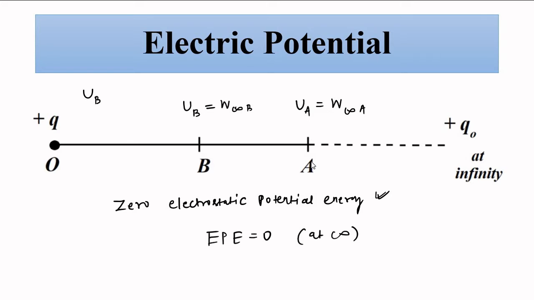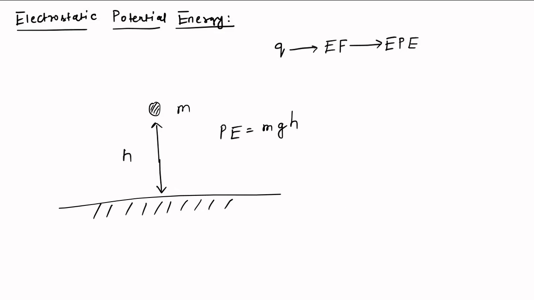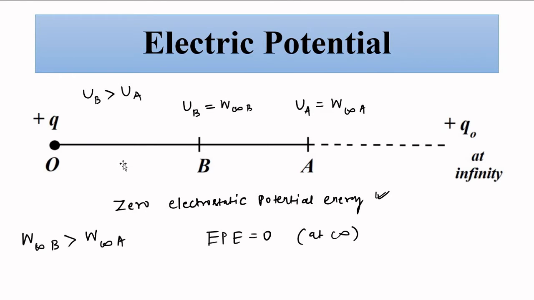Potential energy at B will be more than potential energy at A, because more work will be done to move this test charge to B, which is closer to O, than the work which has to be done to move it to A. So the work done in moving the charge from infinity to B is greater than the work done in moving the test charge from infinity to A. Okay, so this is the concept of electrostatic potential energy. Now comes the turn of electric potential.